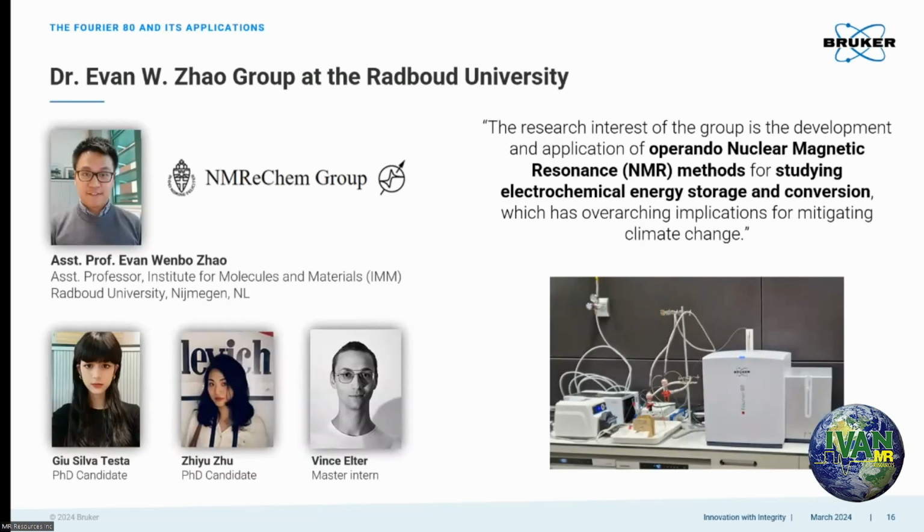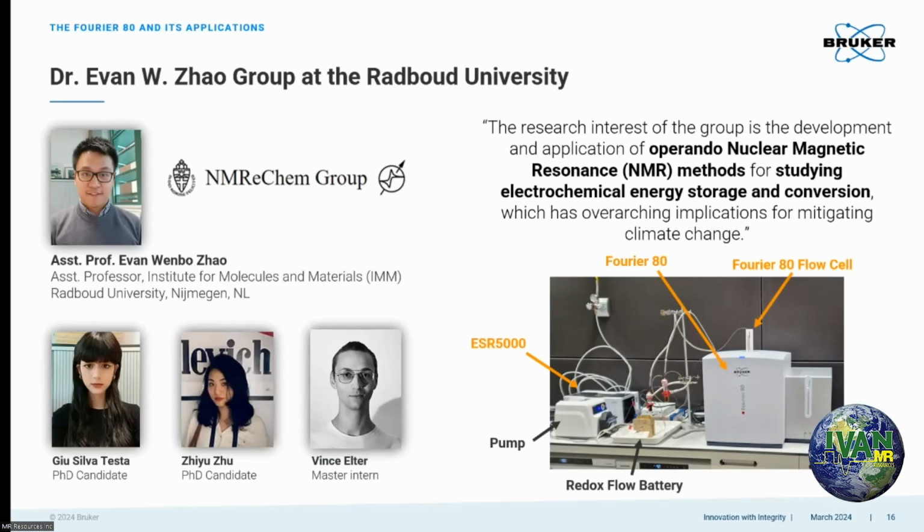And finally, I'd like to point out Dr. Evan Zhou's group at the Radboud University in Nijmegen, the Netherlands. So Dr. Zhou is using NMR for studying electrochemical energy storage and conversion. And here we can see their experimental setup, which is particularly dear to my heart because they've included EPR in the mix.